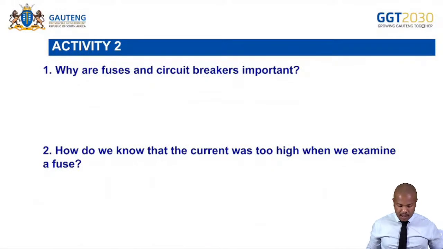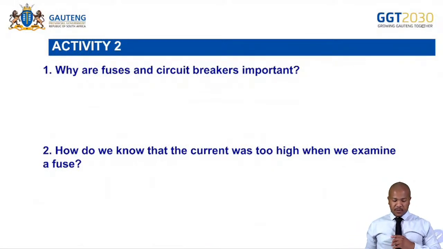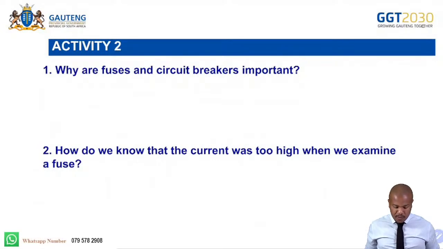Right. So now let's look at our activity 2. It is 2 questions again. It says, why are fuses and circuit breakers important? Then number 2, how do we know that the current was too high when we examine a fuse? I'm going to give you 2 minutes again to copy and complete this activity. Then after that, we're going to do corrections.